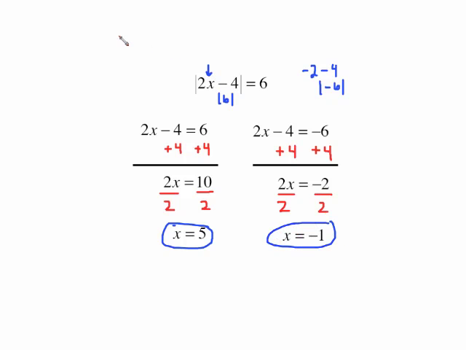There will come a time when some answers don't work, and that's why you need to be in the habit of checking your answers each time.